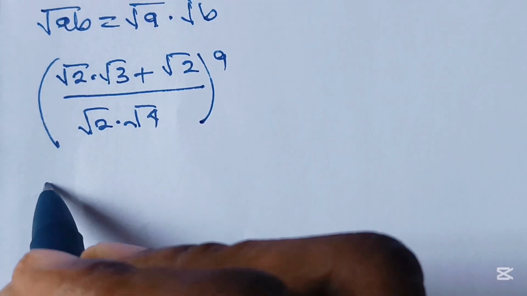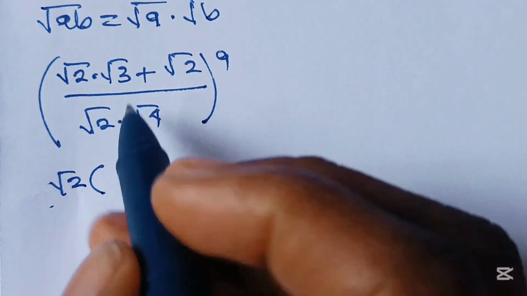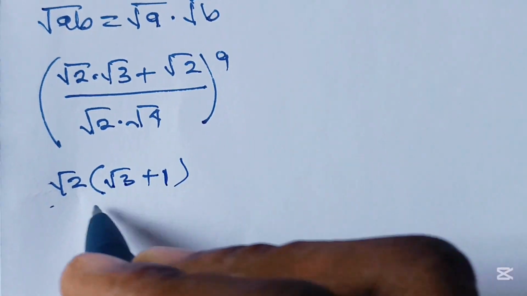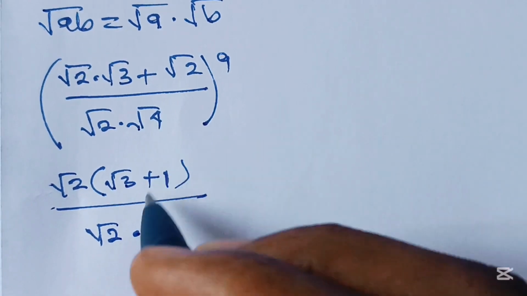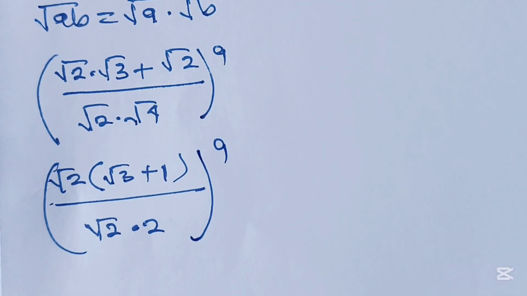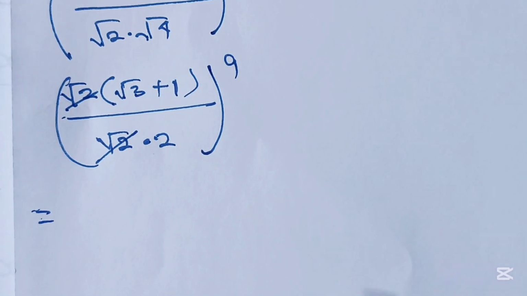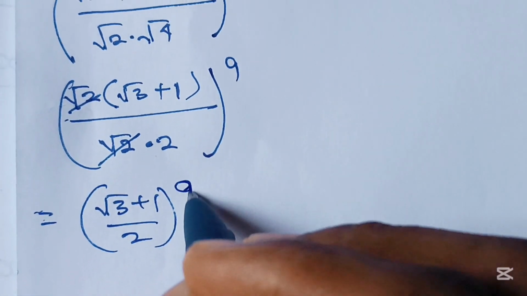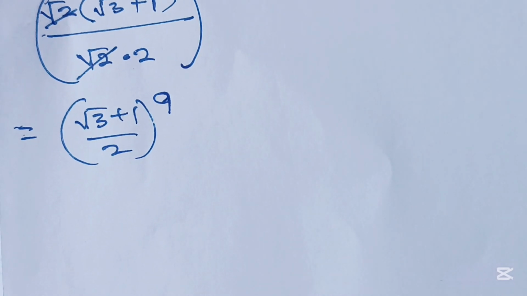If we do that, we have square root of 2 brackets. When this is divided by this, root 3 will remain, right? Plus when this is divided by this, 1 will remain. Divided by square root of 2 multiplied by square root of 4 is 2, raised to the power of 9. So this root 2 will divide this root 2. So we are left with square root of 3 plus 1 divided by 2 raised to the power of 9. Now it's looking simpler. This is what we are going to simplify.